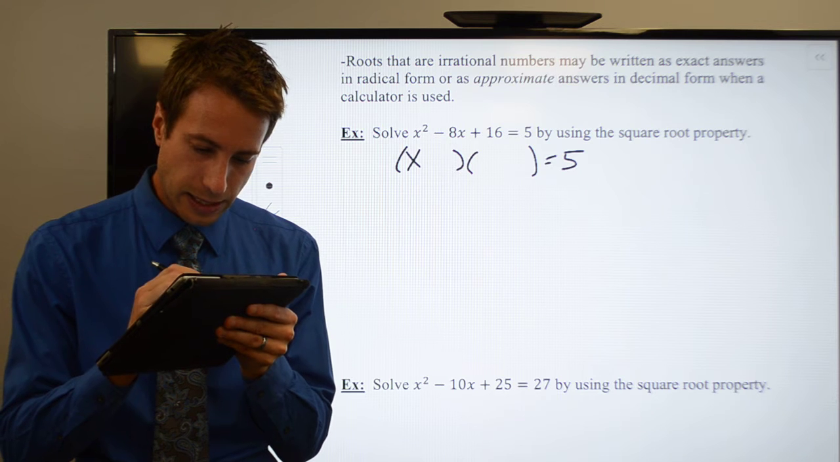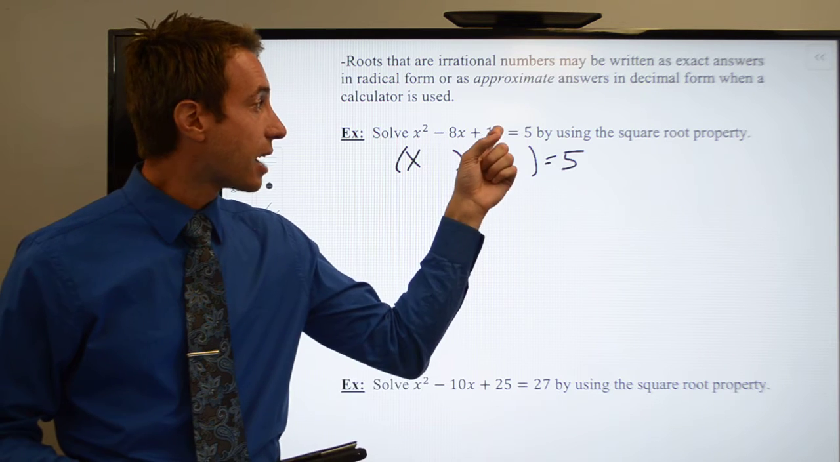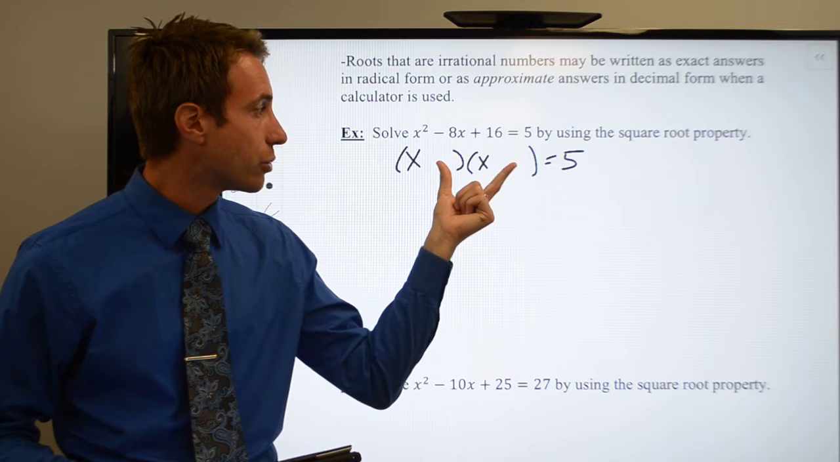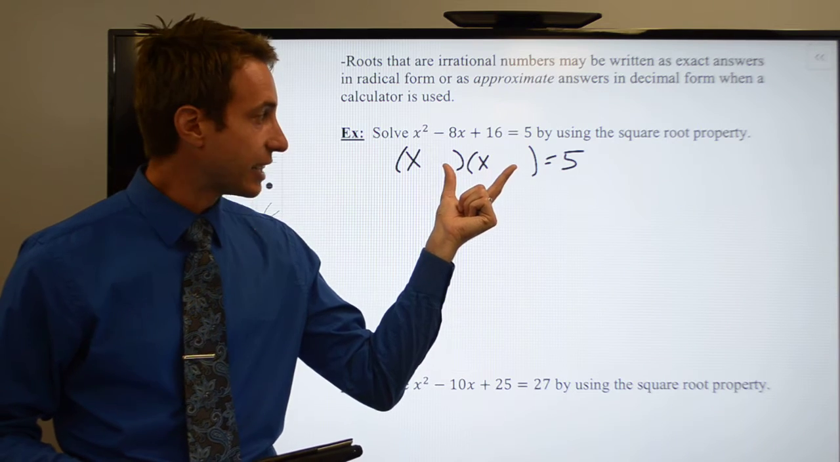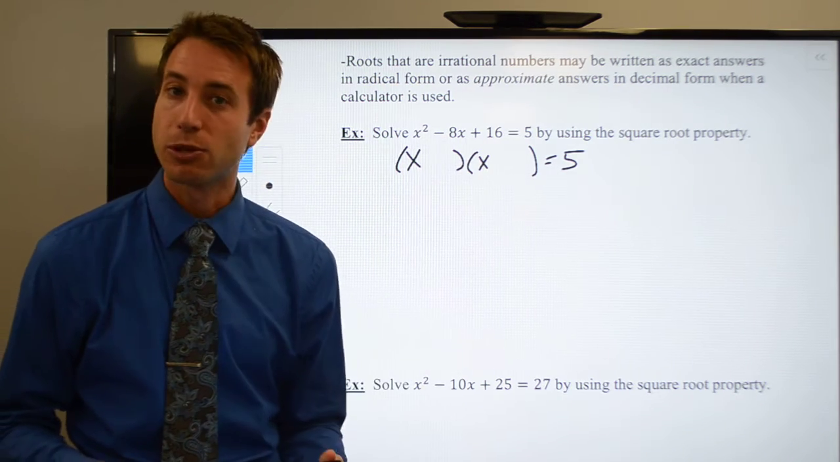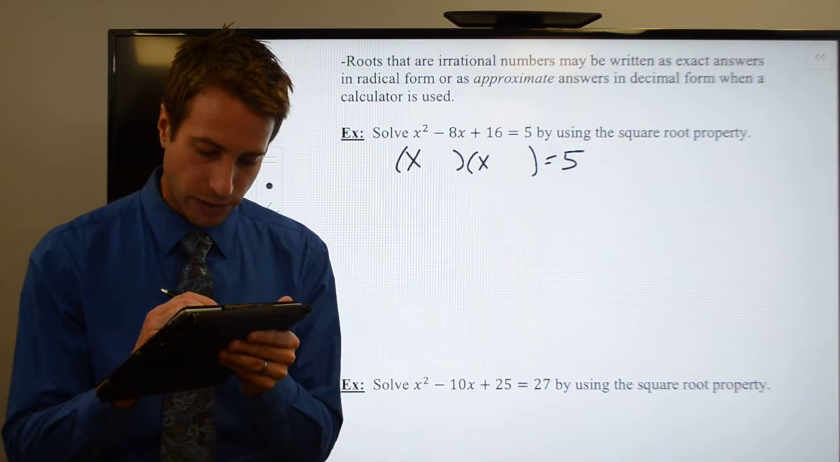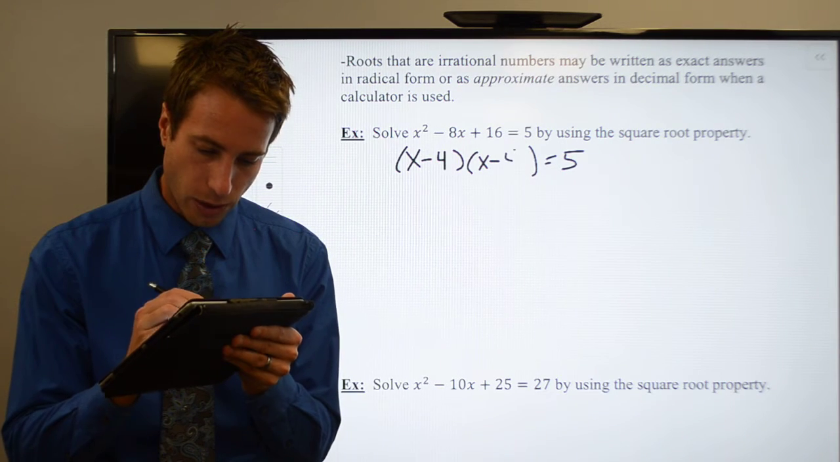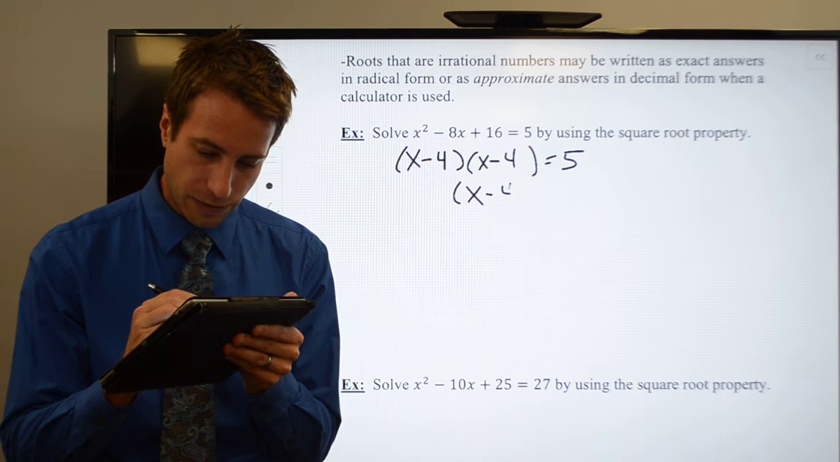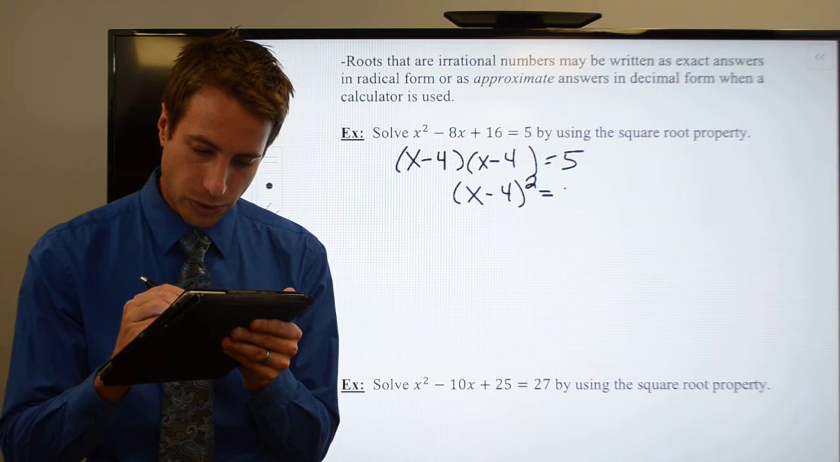Going to need an x and an x. Since 16 is a perfect square, these two numbers are going to have to be the same. I need two numbers that multiply to 16, sum to a negative 8, and of course it's going to be minus 4 and minus 4, which means I'm going to have x minus 4 squared is equal to 5.